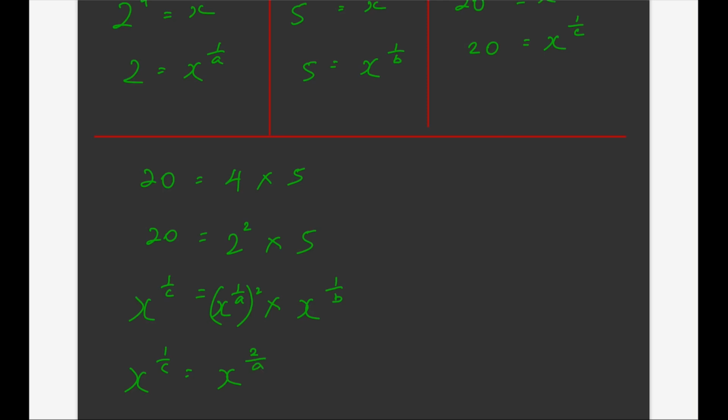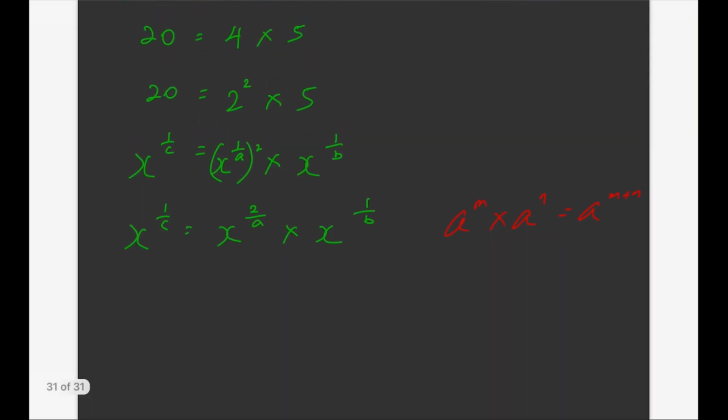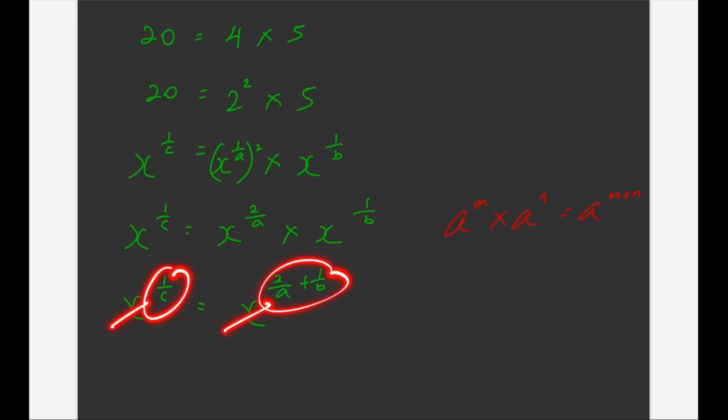x to the power of 2 over a, multiplied with x to the power of 1 over b. Be reminded about this rule. When you have a power of m times a power of n, you have a to the power of m plus n. We have the same base here. It's multiplication between the base, so you are going to add up these two powers. So we have 2 over a plus 1 over b, right? We add up. Okay, now that we know the same base, we can ignore the base and say that the power should be equal in value. So we have 1 over c equals 2 over a plus 1 over b.